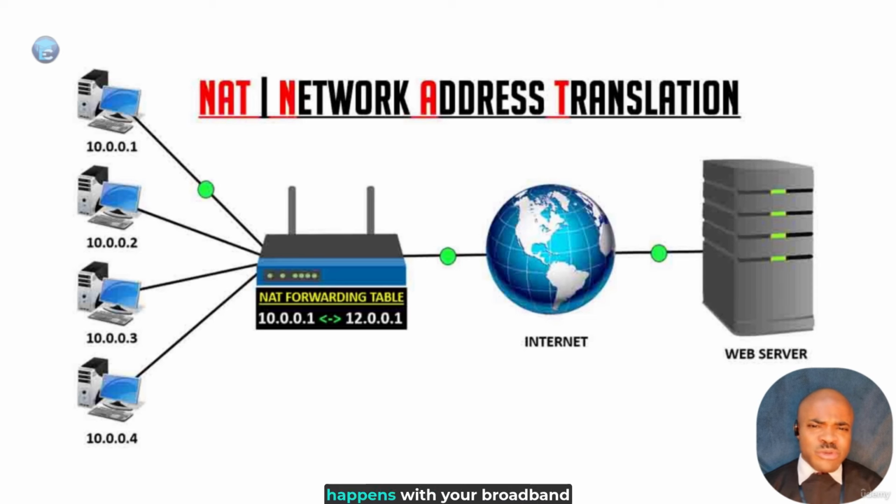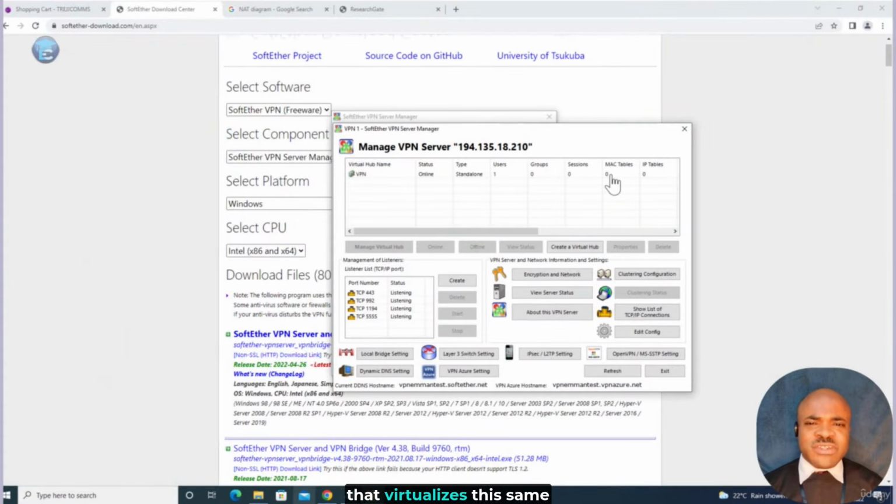This is similar to what happens with your broadband Wi-Fi router at home. Your ISP assigns you one, usually dynamic, IP address at a time. But you have a bunch of devices like phones, laptops, and maybe TV sets connected to the router. Well, your router does the job of assigning private IP addresses to each of these devices while representing all of those devices with one unique IP address on the public internet. We have a feature in SoftEther that virtualizes this same job done by your router, and we need to enable it for our setup to be complete.